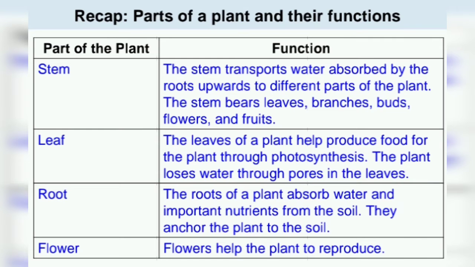Before moving further, let's revise the parts of a plant which we have studied till now. The parts of a plant are stem, leaf, root, flower. In the previous videos, we studied about stem, leaf and root. In the present video, we have already studied about flower. So what are flowers? Flowers are the parts of a plant which helps it to reproduce.